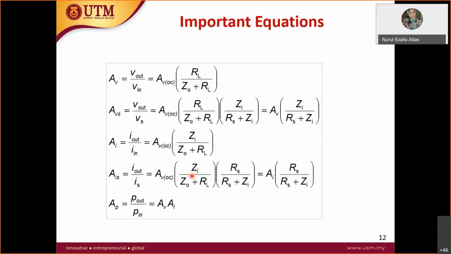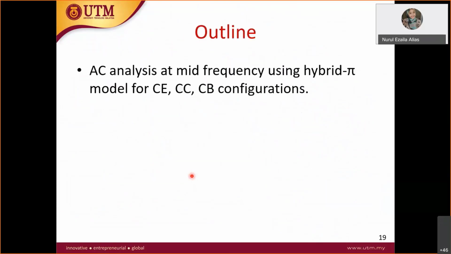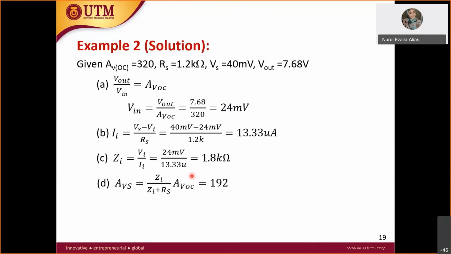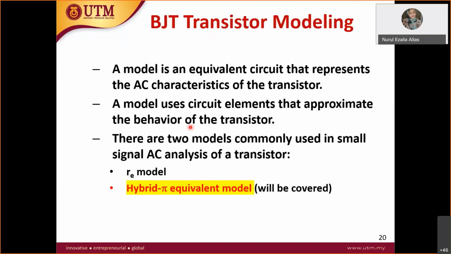All right, so let's move forward. I put it here, so you don't have to go to the previous lecture slide. I put it together here. All right, so the BJT transistor modeling. A model is an equivalent circuit that represents the AC characteristic of the transistor, and a model uses circuit elements that approximate the behavior of the transistor.